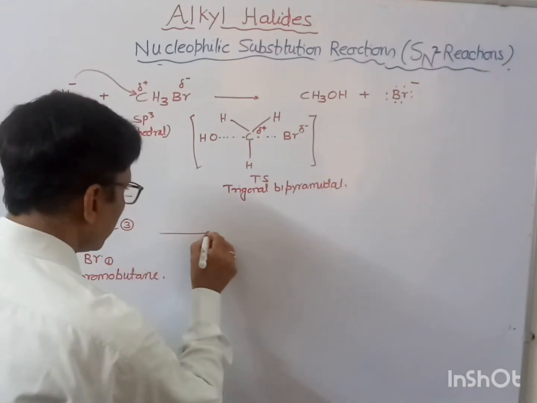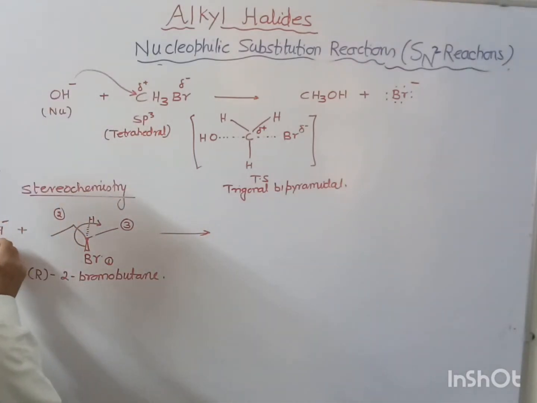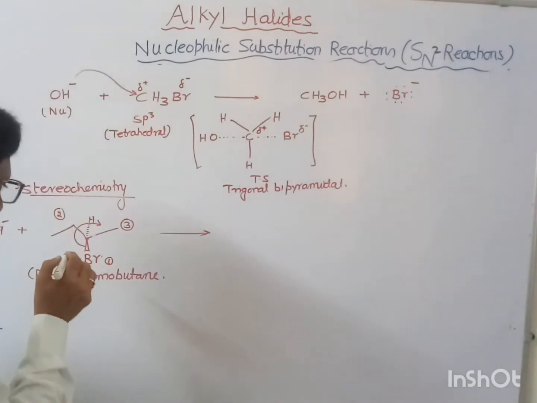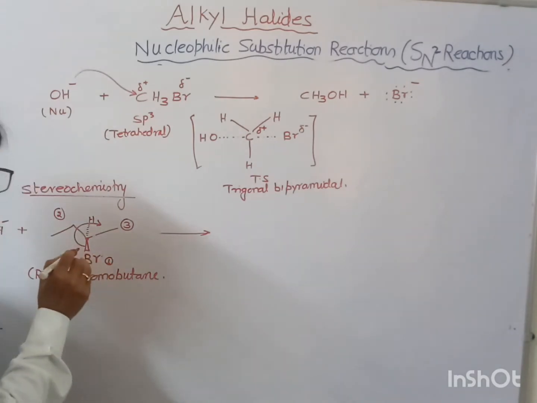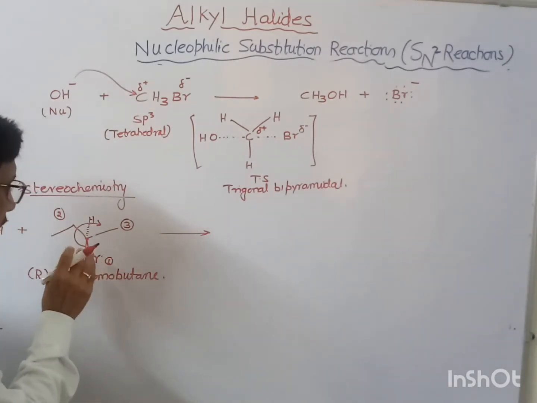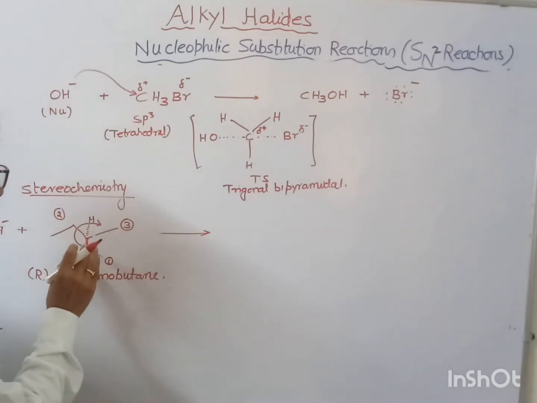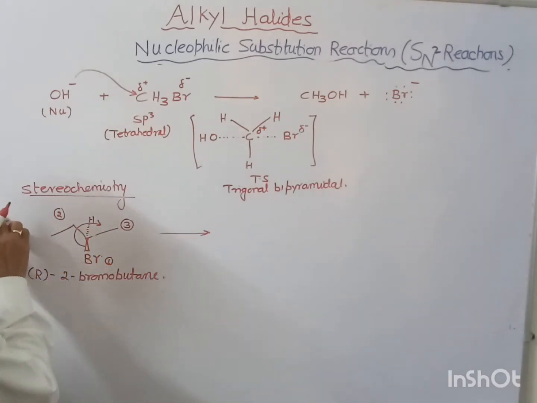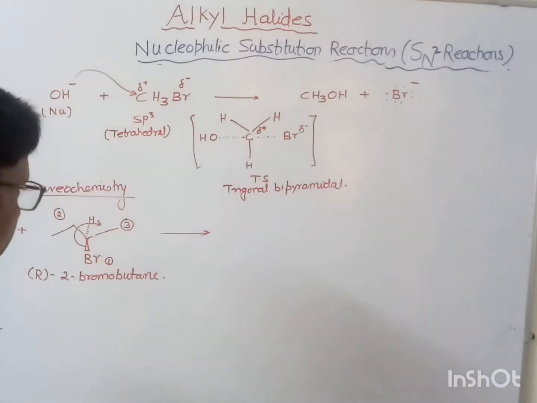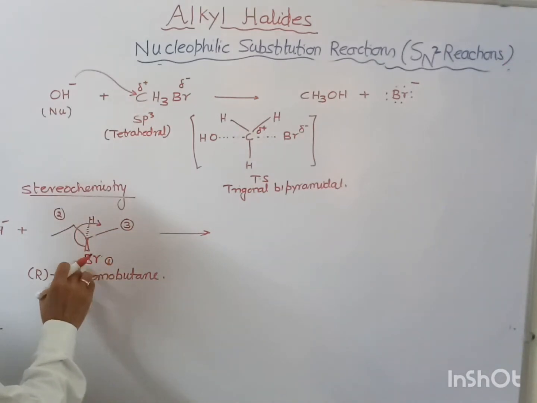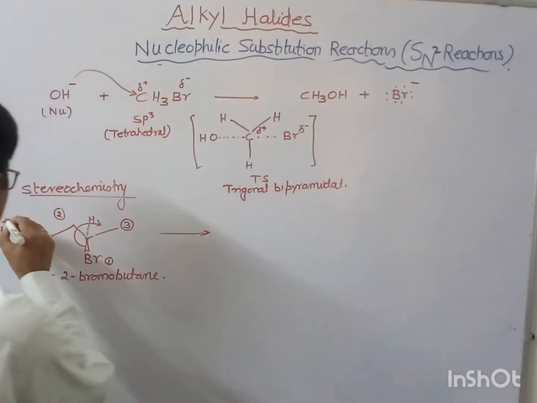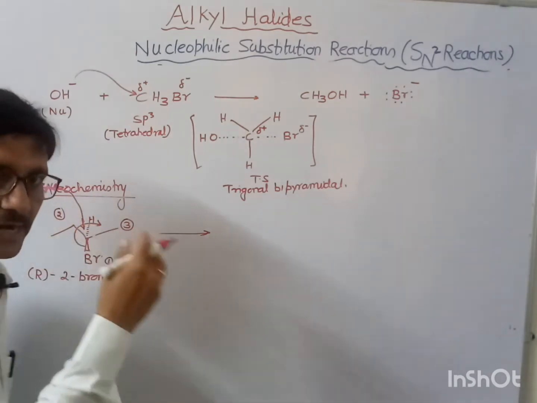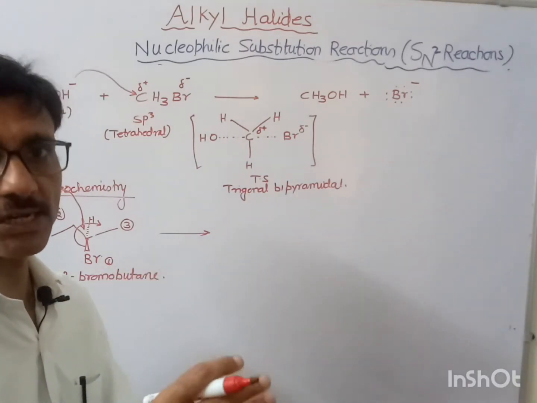So now what will we get as the substitution product? This OH would be substituted here, and that should attack from the back side. As we can see, this bromide ion, which is the leaving group, is towards us. That's why the nucleophile should attack from the back side, that is, away from us. It means it will attack from the side where the hydrogen is present, which is away from us.